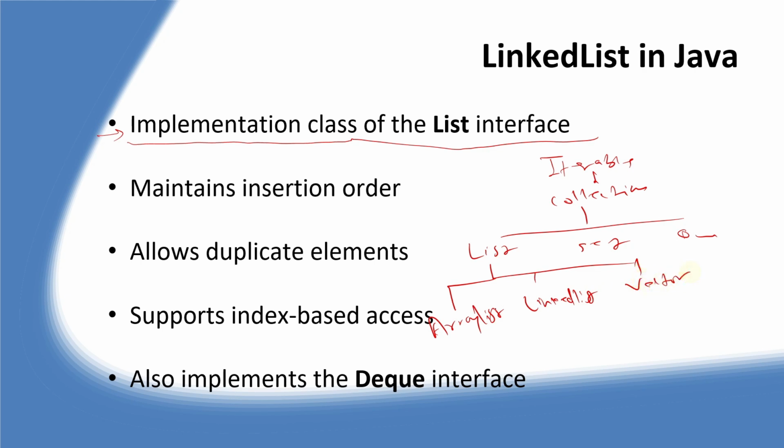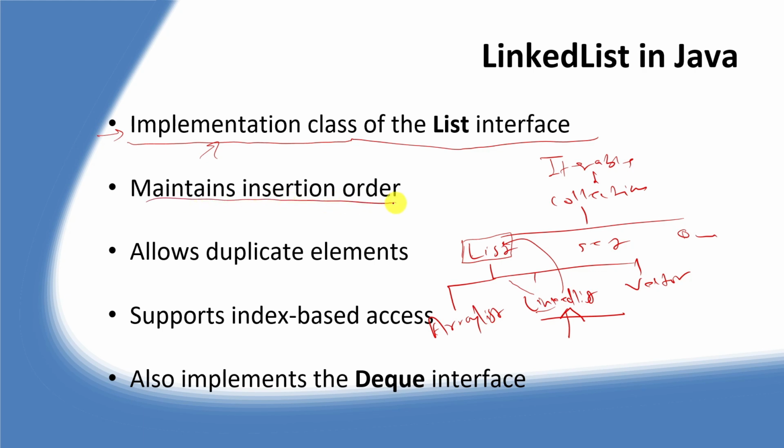So what are we learning now? We are learning linked list. This is an implementation class of the list interface. So that's what is written, implementation class of the list interface. Whatever properties we have read for the list interface will automatically come for the linked list implementation class. What are those?